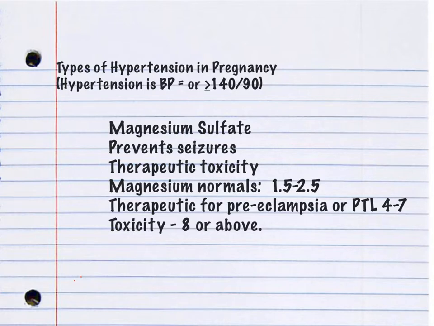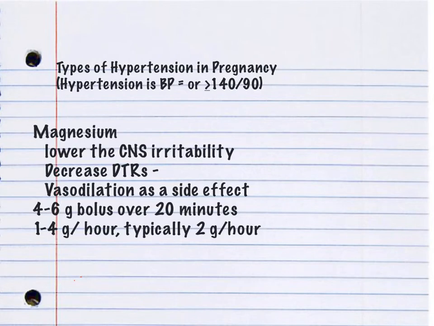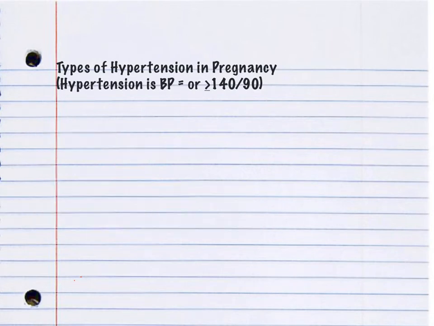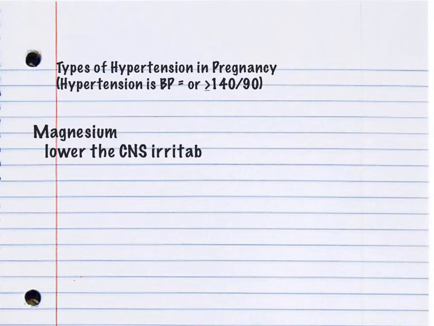Do you remember I said that you're going to have these exaggerated reflexes, these DTRs, hyperreflexia? Well, magnesium is going to lower the CNS irritability that you get with that cerebral edema. So your DTRs should hopefully go down to like 1+, 2+. However, we're going to check our DTRs every hour because once they start to disappear, we start to worry about magnesium toxicity. If you're losing your DTRs, the next thing you're going to lose is your breathing reflex. So you are going to decrease the DTRs.